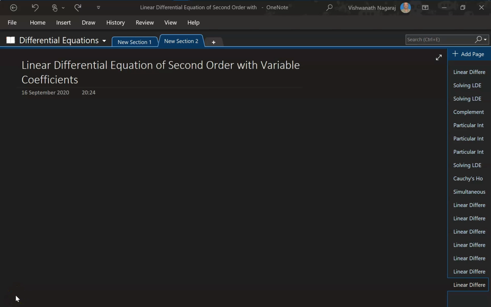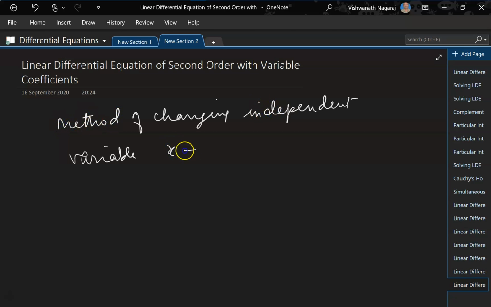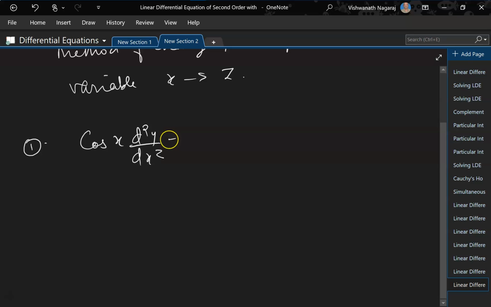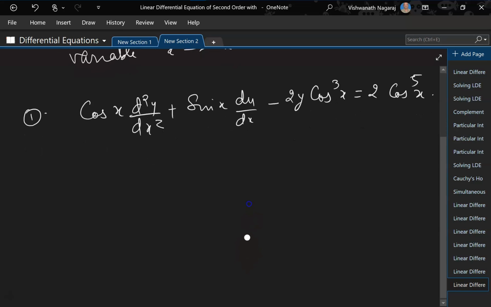Now let's solve one or two problems for the method of changing the independent variable, that is x to, let's say, z. Okay, let's look at the problem. cos x d²y/dx² plus sin x dy/dx minus 2y cos³x is equal to 2 cos 5x. Right? Looks complicated, right?